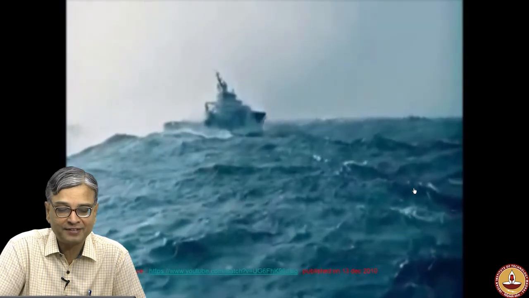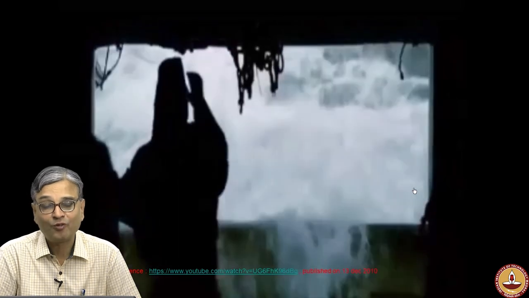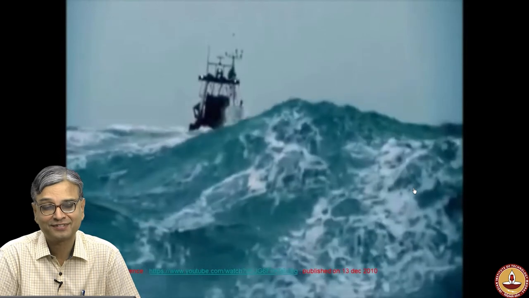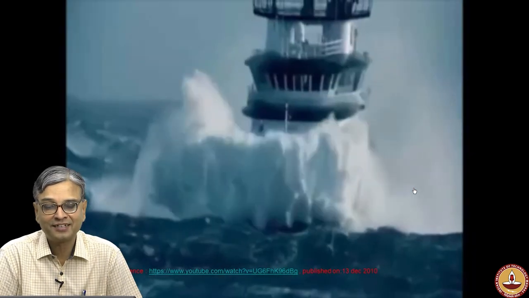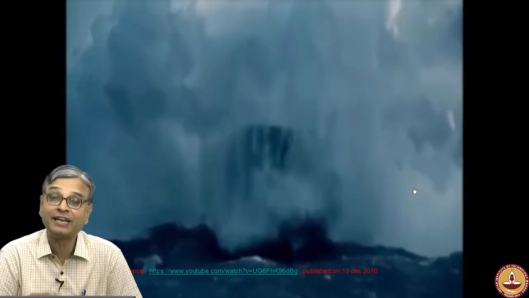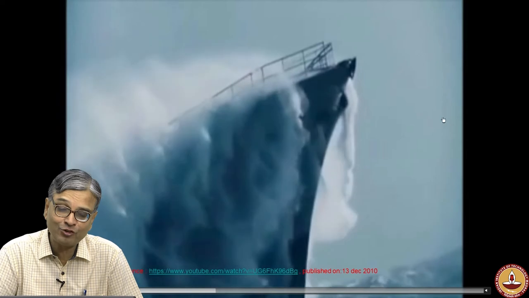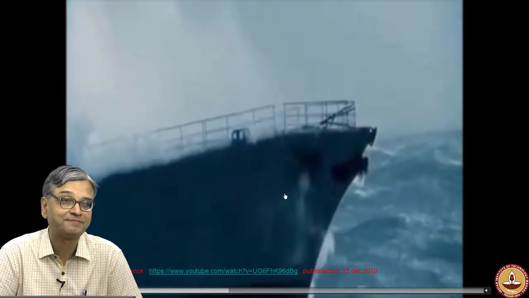Fine. And I asked whether some of you have had an experience of river rafting. You see the ship going in the sea. What is the kind of forces that happen on this? Just have a look at it. It is caught in a storm. And so the most difficult aspect in any engineering is how to identify the forces acting on your system.